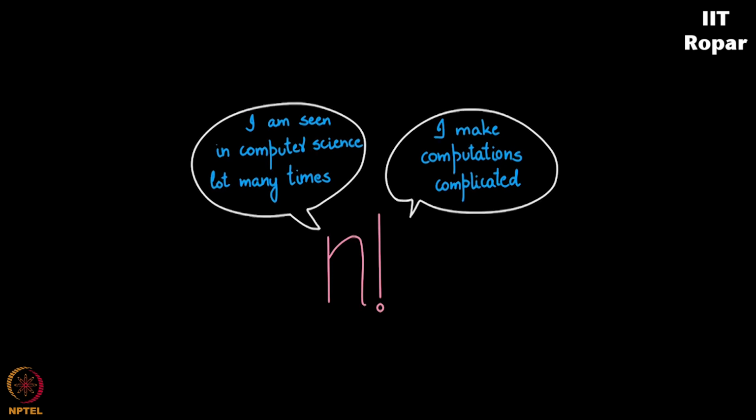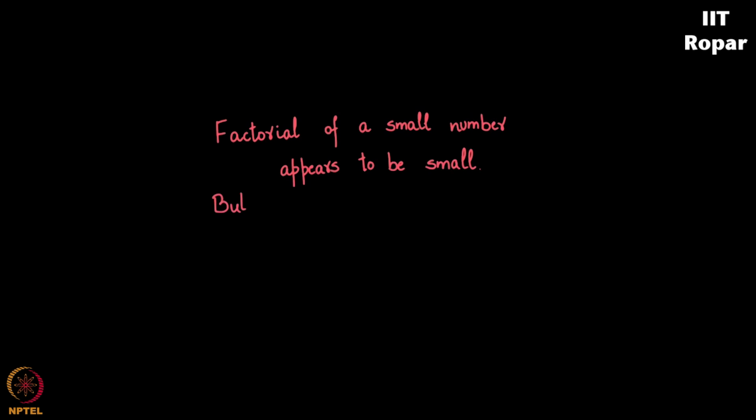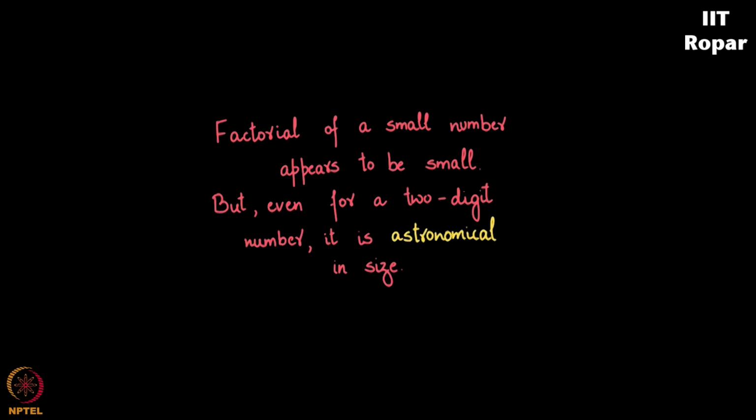More details of it in the forthcoming chapters, but you need to get the wisdom of the fact that factorial of a number, when the number is very small, appears to be very small, but for a sufficiently big number, let's say even for a 2-digit number, factorial of this 2-digit number happens to be too huge that they are astronomical in size.